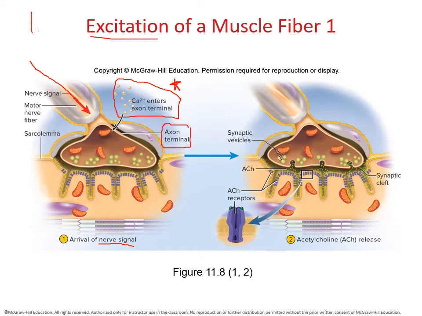Now, once the nerve signal makes it to the axon terminal and you have your calcium that has entered, the second step is that our little synaptic vesicles, our little green vesicles, are going to do exocytosis, and they're going to release acetylcholine into our synaptic cleft. And the acetylcholine is going over to the acetylcholine receptors.